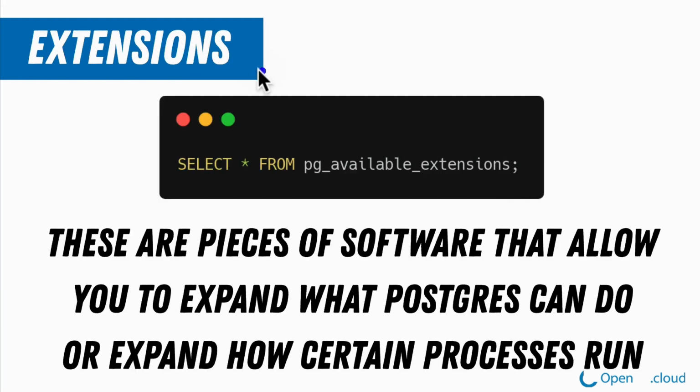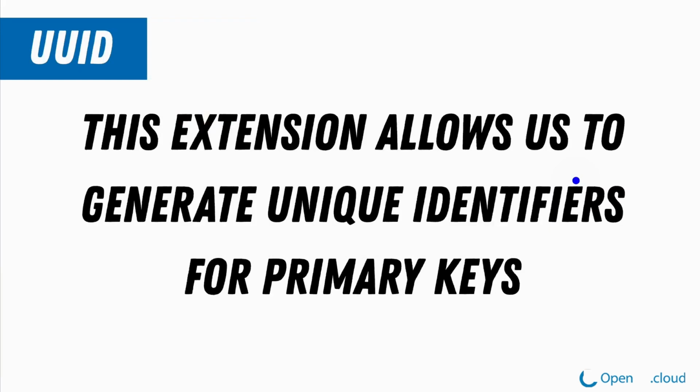First of all, let's zoom into extensions. What are extensions? Well, extensions are pieces of software that allow you to expand what Postgres can do and expand how certain processes run. It basically expands your ability to do things in Postgres. And so if we look here, we have select from pg_available_extensions. This will give you the ability to look at all of the available extensions that came with Postgres, and UUID OSSP is one of them.